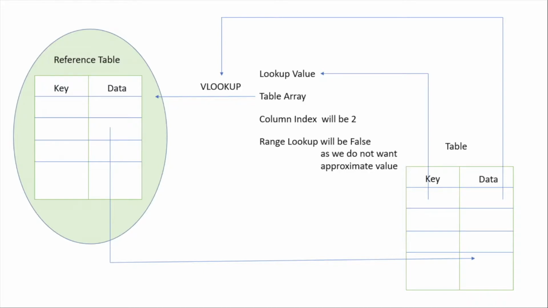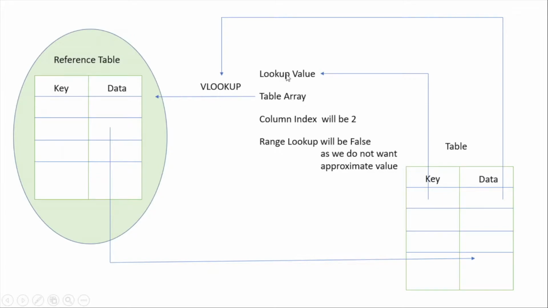How it works is, let's say this is our working table, and in our working table we have a key and a piece of data which we want to return based on the key. And this is our reference data which holds the key and the data. And here is the vertical lookup.